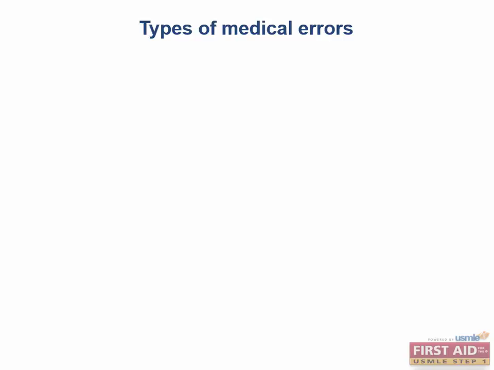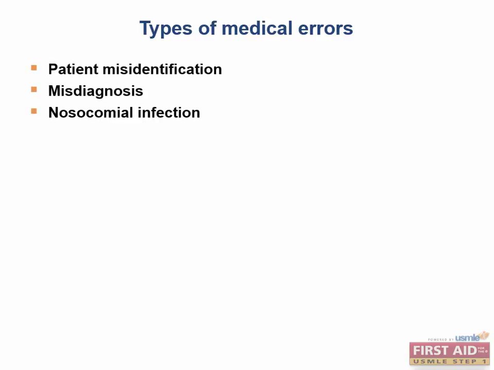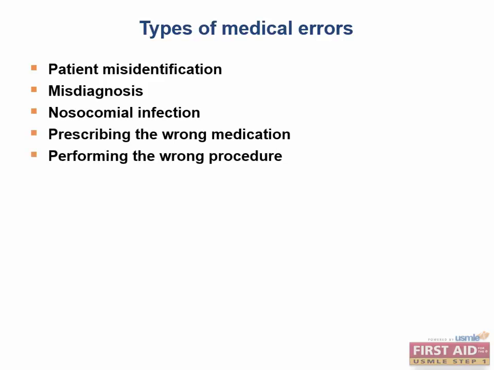We've been talking a lot about safety and different steps that can be taken to try to avoid errors that lead to patient harm. Now let's talk specifically about the types of mistakes that physicians can make. What are some that you can think of? Well, some things you might have thought of include things like patient misidentification, misdiagnosis, nosocomial infection, prescribing the wrong medication, or performing the wrong procedure.